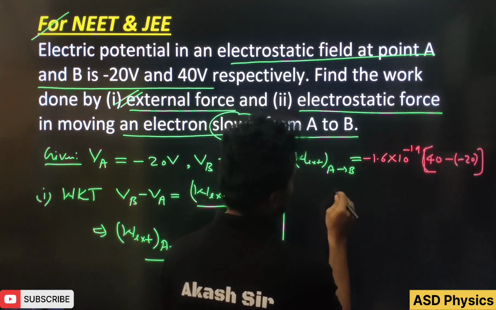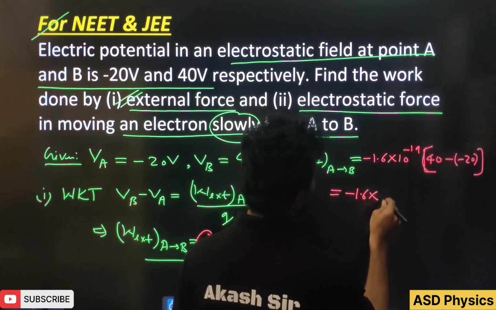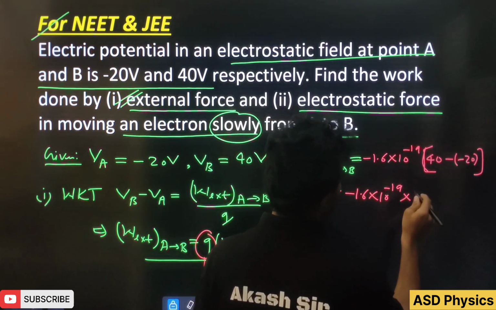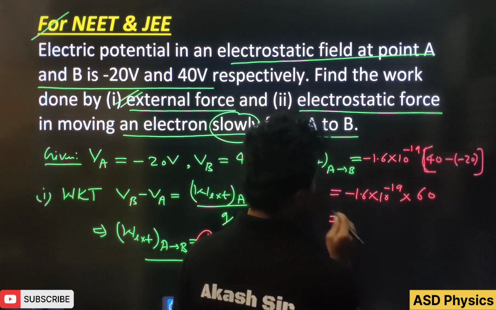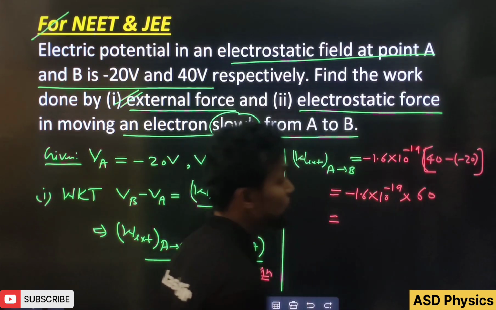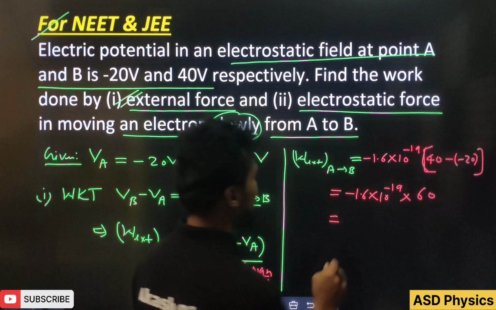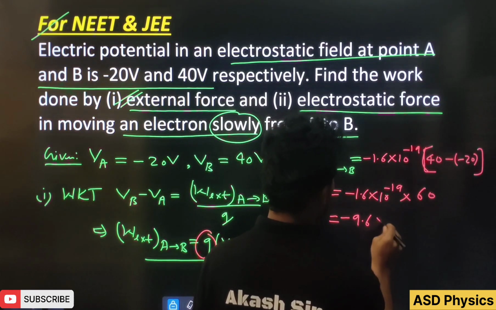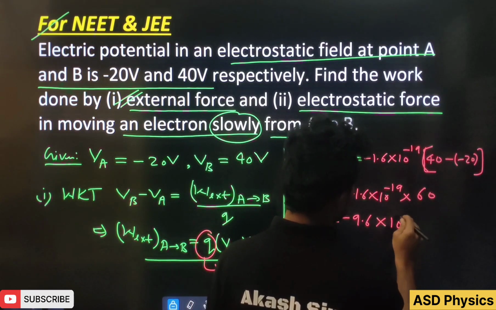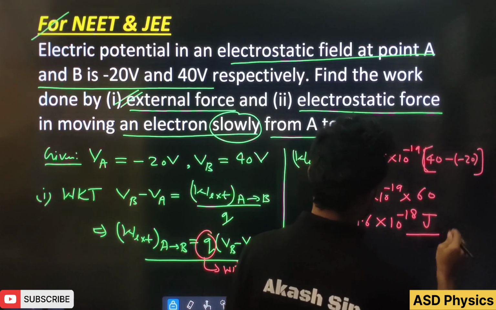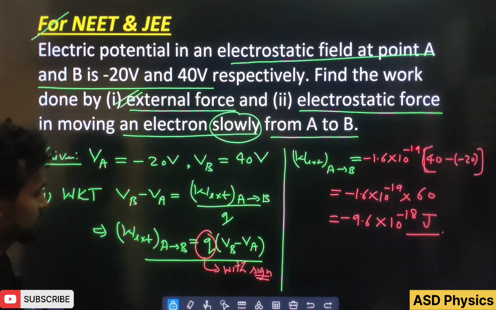So what we can do here? Minus 1.6 into 10 to the power minus 19, and here 60. When you simplify this, 1.6 into 6, it will come 9.6. So minus 9.6, 10 you have to adjust actually. So 10 to the power minus 18 joule. Just basic calculation. See, please, very well.